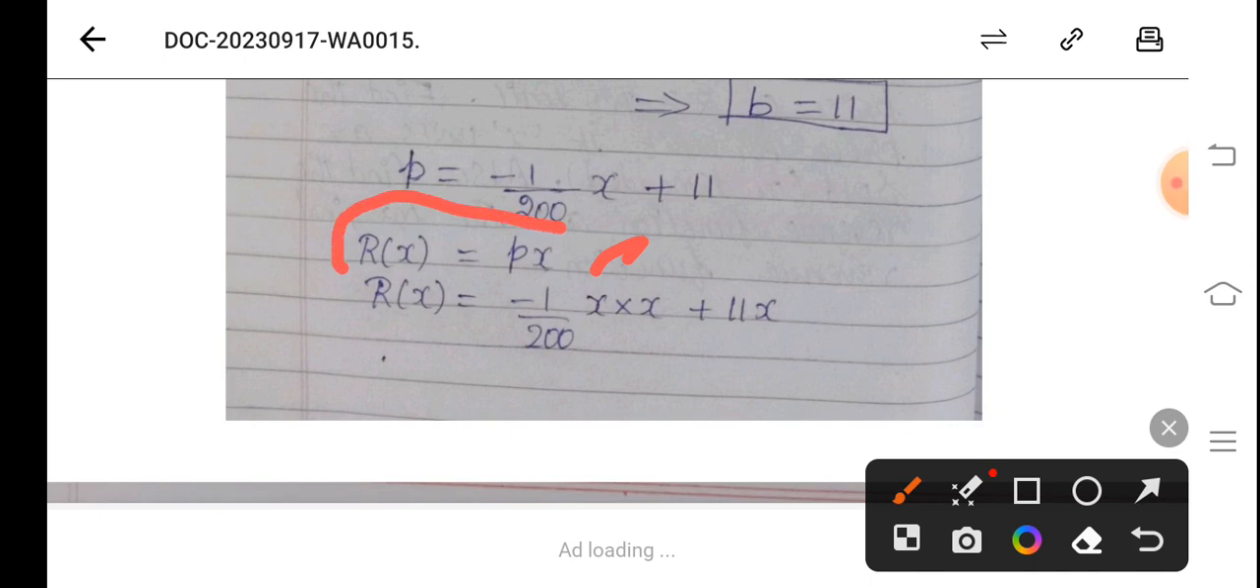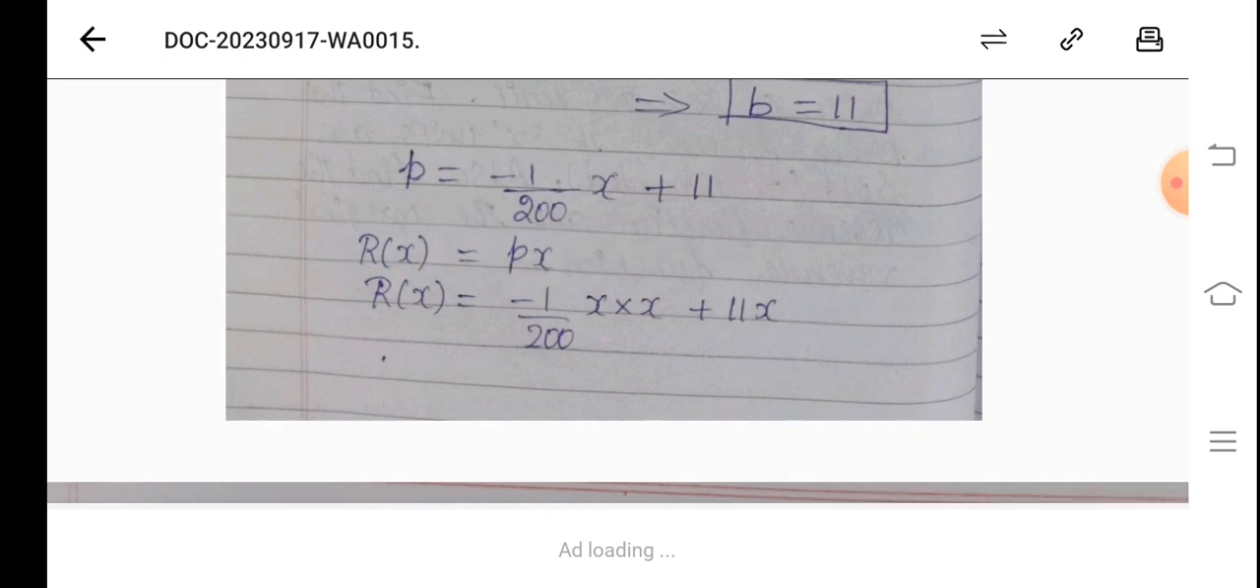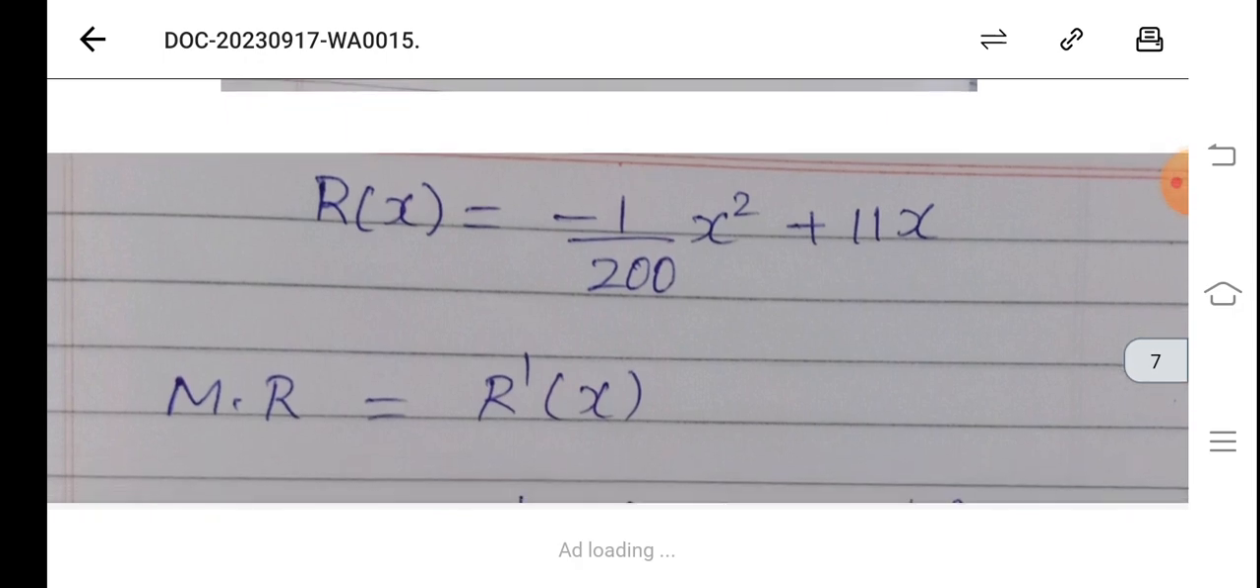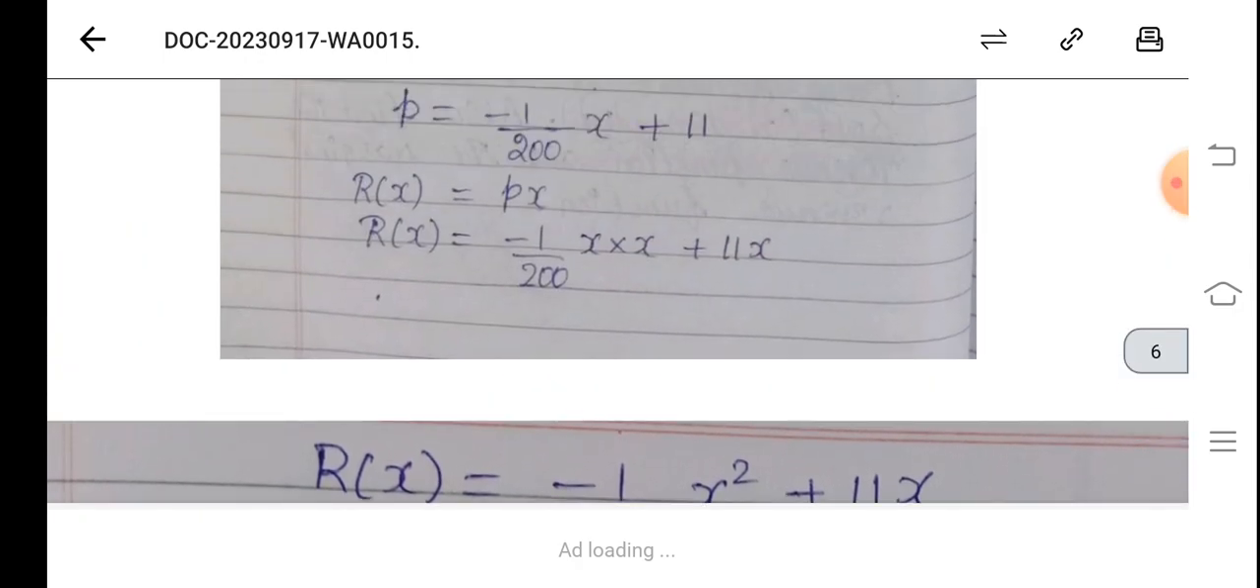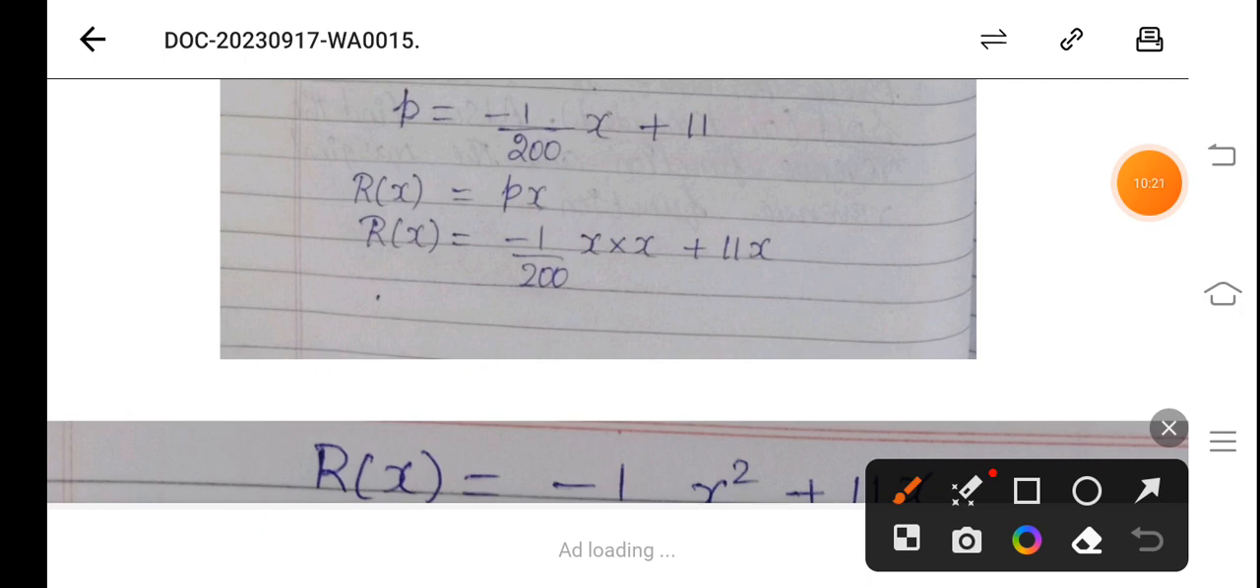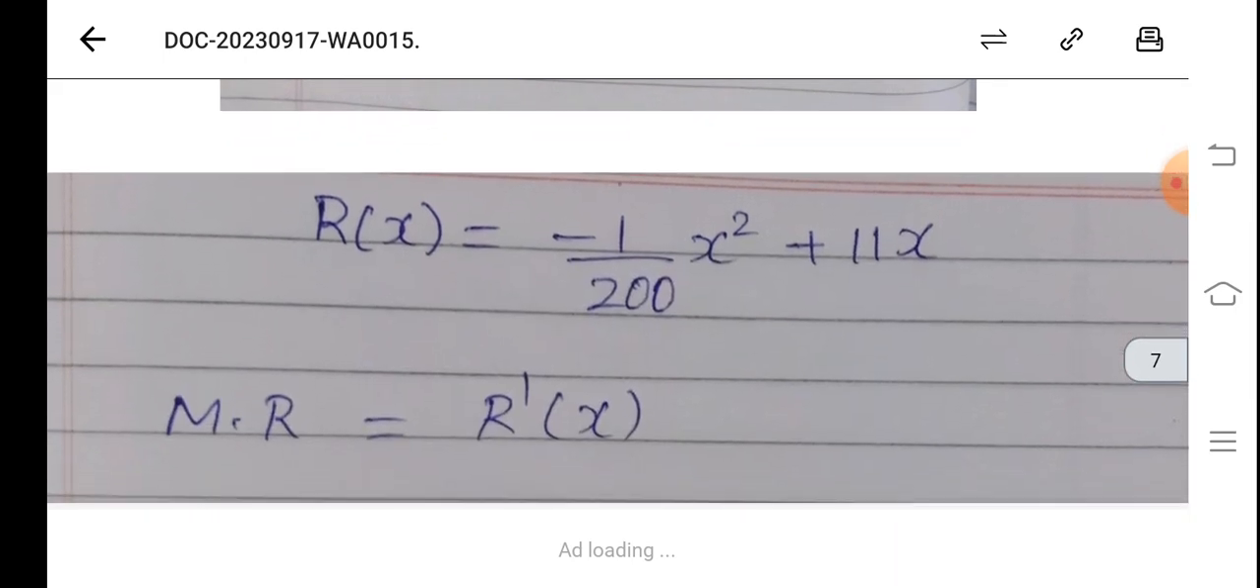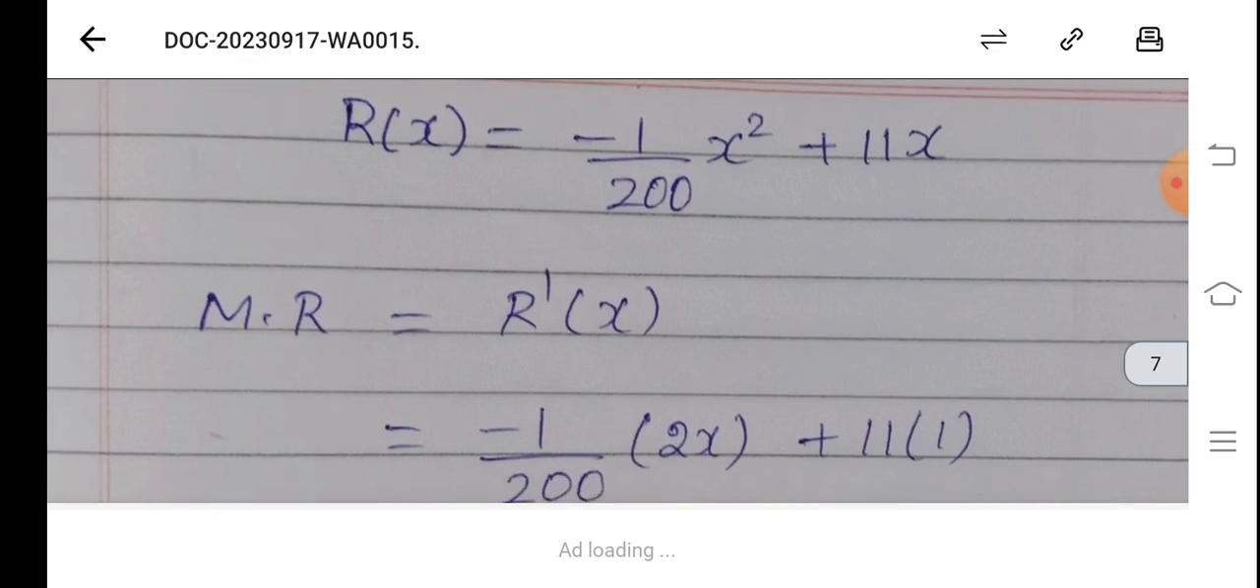Children, we have to remember this formula. Revenue equals price into what? How many units you produced, x. So both you multiply. Once we have the revenue, only then can we find the marginal revenue. So revenue is always Px. P we found, and x we are going to multiply. So minus 1 by 200 x into x, 11 into x. Just x alone we multiply, nothing else. We got minus 1 by 200 x square and 11x.